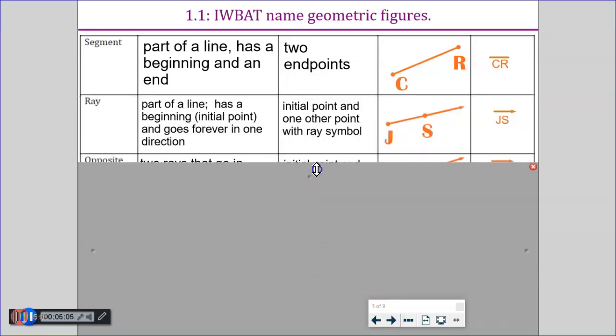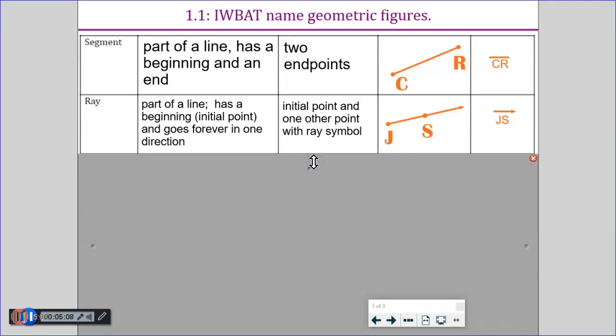Next, a ray is part of a line. It has a beginning, an initial starting point, and it goes forever in just one direction. An initial point and one other point with the ray symbol is how we would label the ray. This particular ray starts with its initial point at J and continues on through S. In the case of the ray, that's the only way to call this ray is J, then S, because the starting point is at J. I could not call this ray SJ like I could flip around the letters for segment and line. The rays can only go in one direction.